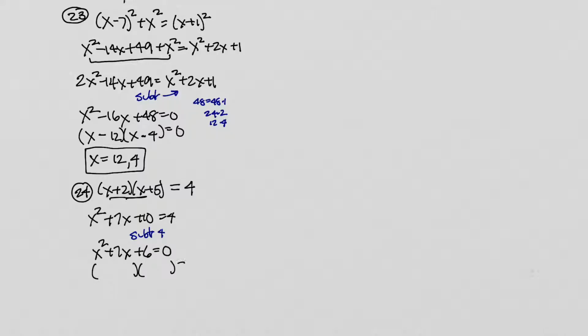I can see this is going to factor, so our two sets of parentheses and the equals 0. And x and x, 6 and 1, we can get a 7. 3 and 2, we can't. So let's go with 6 and 1. 6 is positive. They're both positive. So we're going to get here x is negative 6 and negative 1.